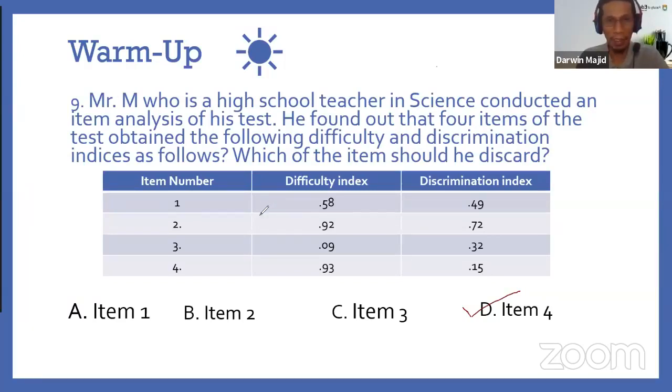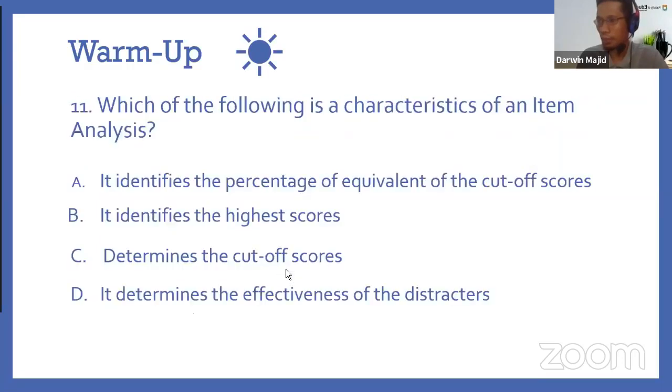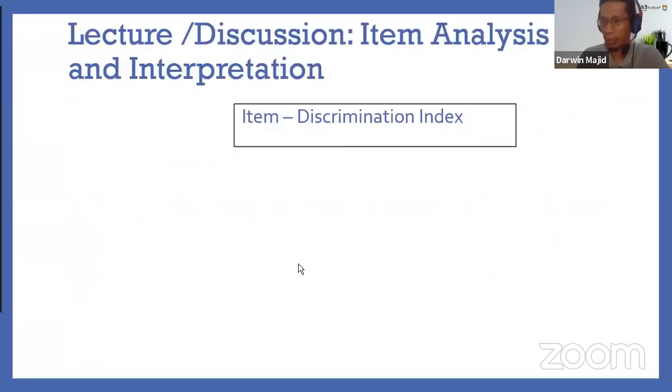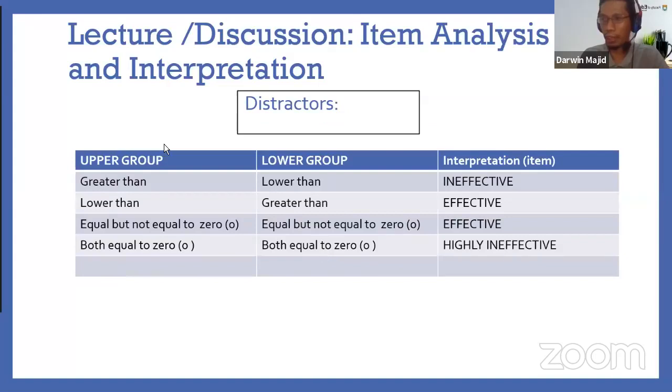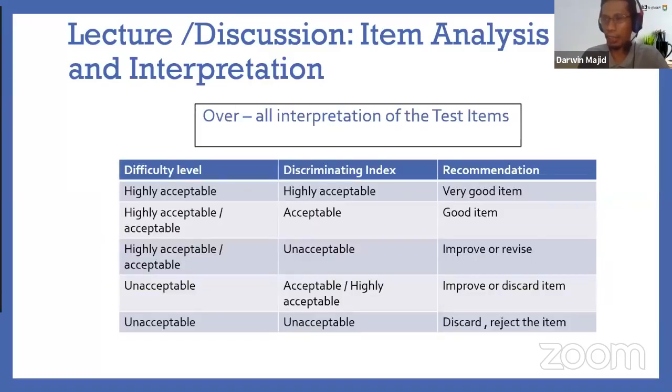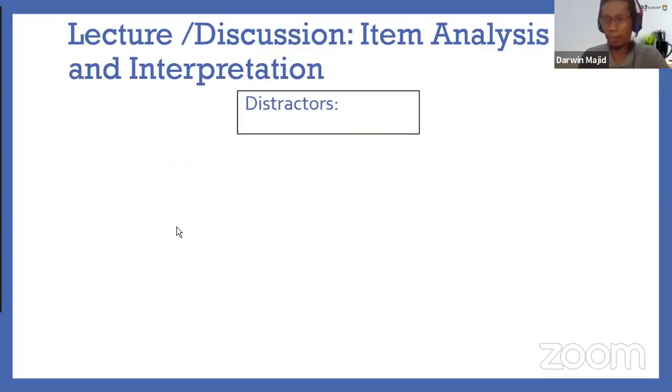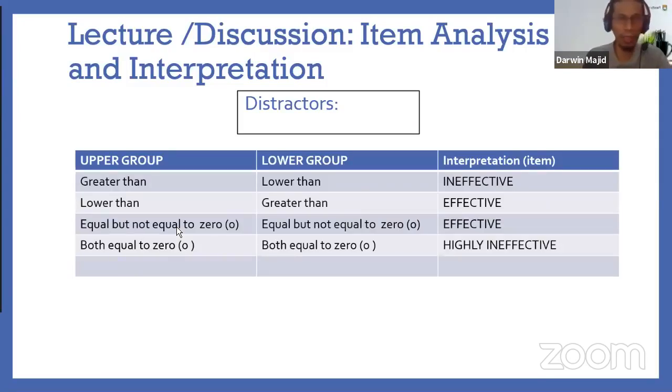Mapadali nyo pong matandaan etong mga indices na binigay ko. Okay? So, the same thing, I also have the distractors. Ito, yung kanina, no? In the item analysis, it is mostly about the distractors. So, this is the interpretation. Nakaparagraph po yan kung babasahin nyo, pero ginawa ko na lang siya ng table para madaling tandaan.